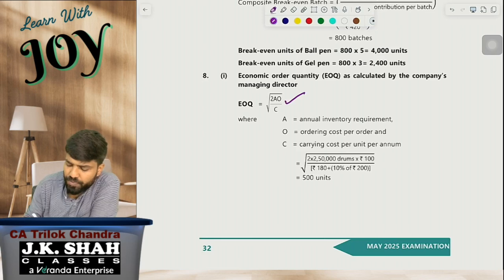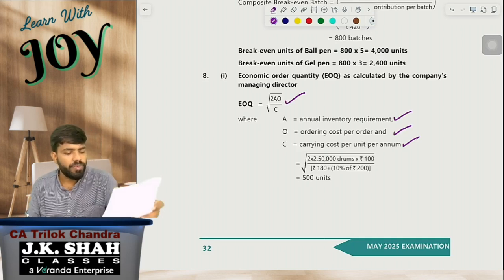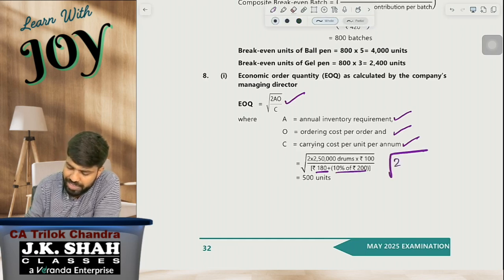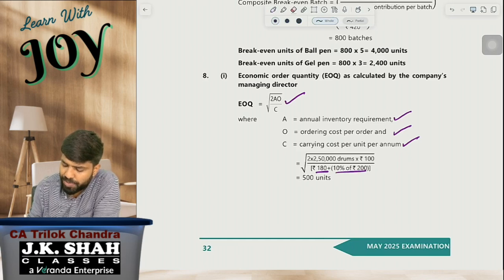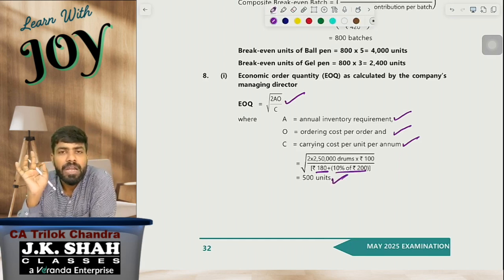So, the formula is root of 2AO divided by C. Annual requirement, ordering cost per order, carrying cost per unit per annum. 2 into 2,50,000. Look at the question. 2,50,000 is the annual demand and 100 rupees is the ordering cost. The carrying cost is 10% of 200, that is 20 rupees. If you solve that, we'll be getting 500 units. EOQ is 500 units.